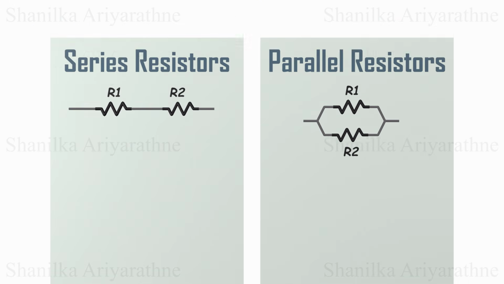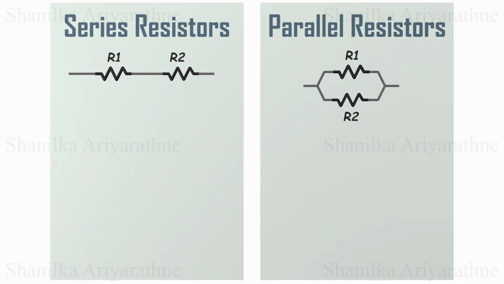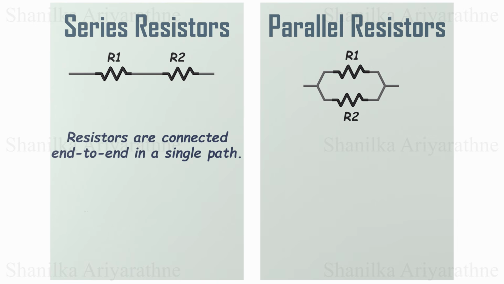There are two most basic resistor arrangements: series resistors and parallel resistors. Solving the series and parallel resistor is the first step of solving complex resistor networks. Series resistors are connected end-to-end in a single path. The total resistance of a series-connected resistor network is the sum of the individual resistances.